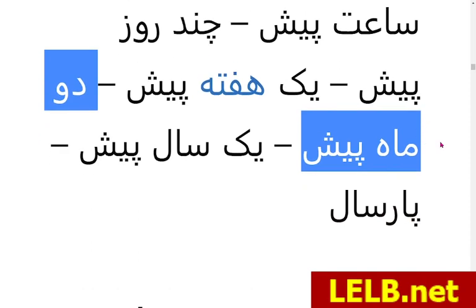1 هفته پیش, last week, or to be literal, 1 week ago. In English we say last week. 2 ماه پیش, 2 months ago. ماه means month. 1 سال پیش, 1 year ago or last year. یک سال پیش. سال means year. پیش means ago. پارسال, short for یک سال پیش. پارسال means last year. Okay?